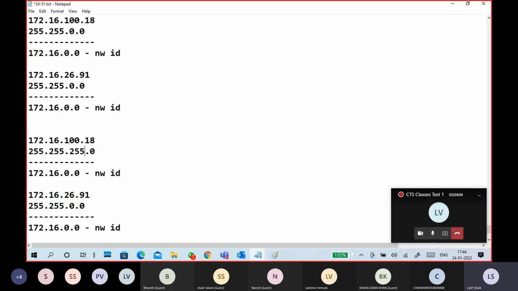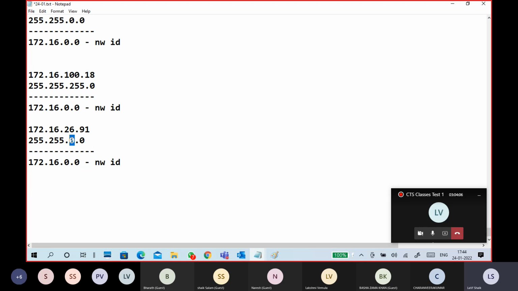I ask one question. What if I change my subnet mask? I changed my subnet mask. Look at here.